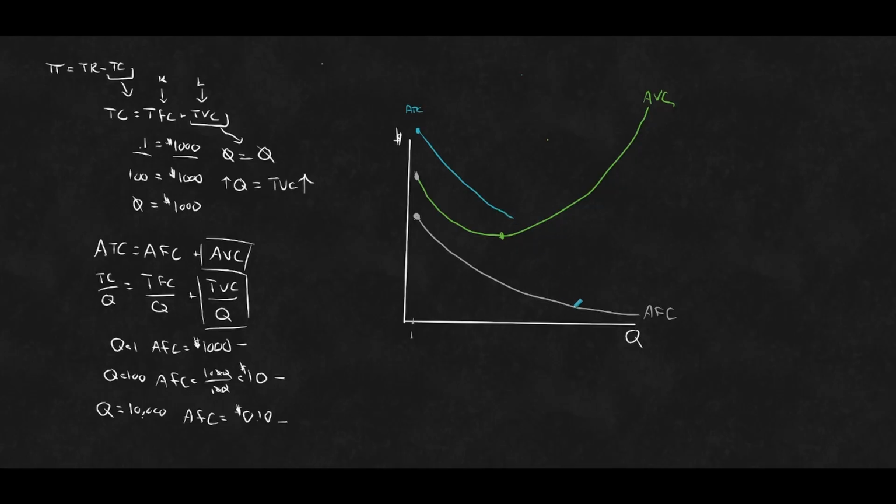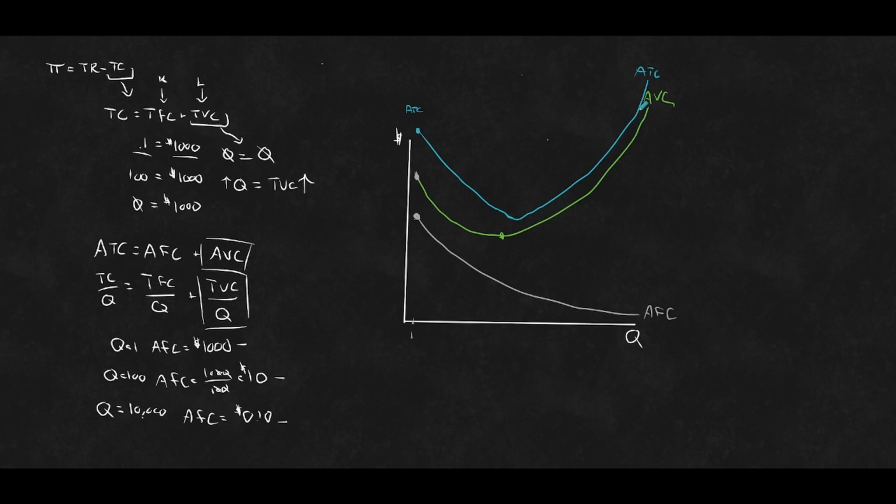But then average fixed is getting smaller, smaller, smaller, smaller. Average variable is starting to significantly rise. So then our average total hits that minimum. And then our average total is going to start to rise and is again going to be U-shaped. It will start to get infinitesimally close to the average variable, but will never, ever touch it.